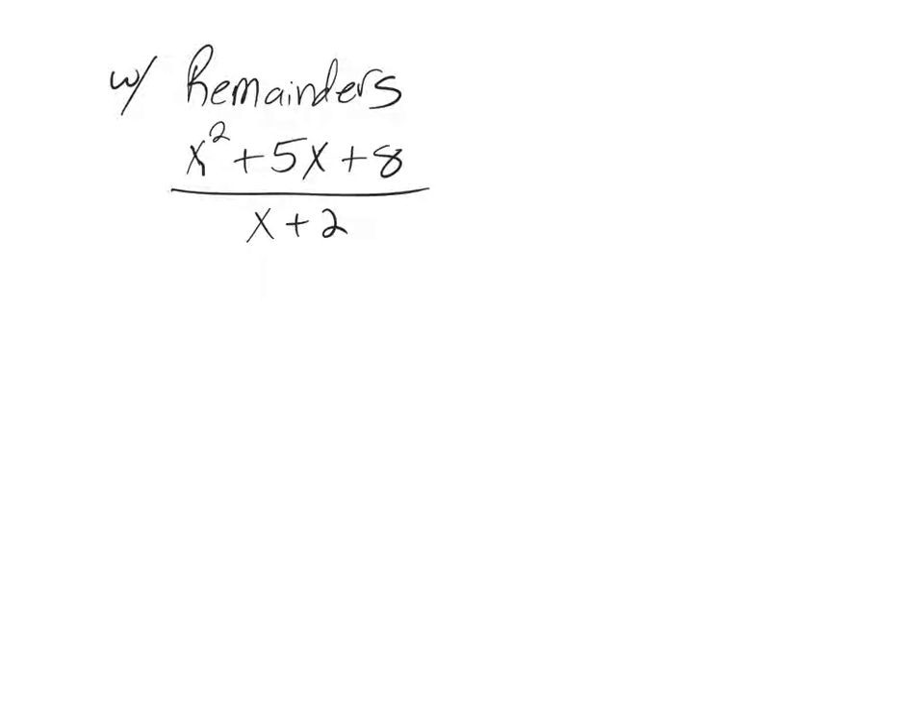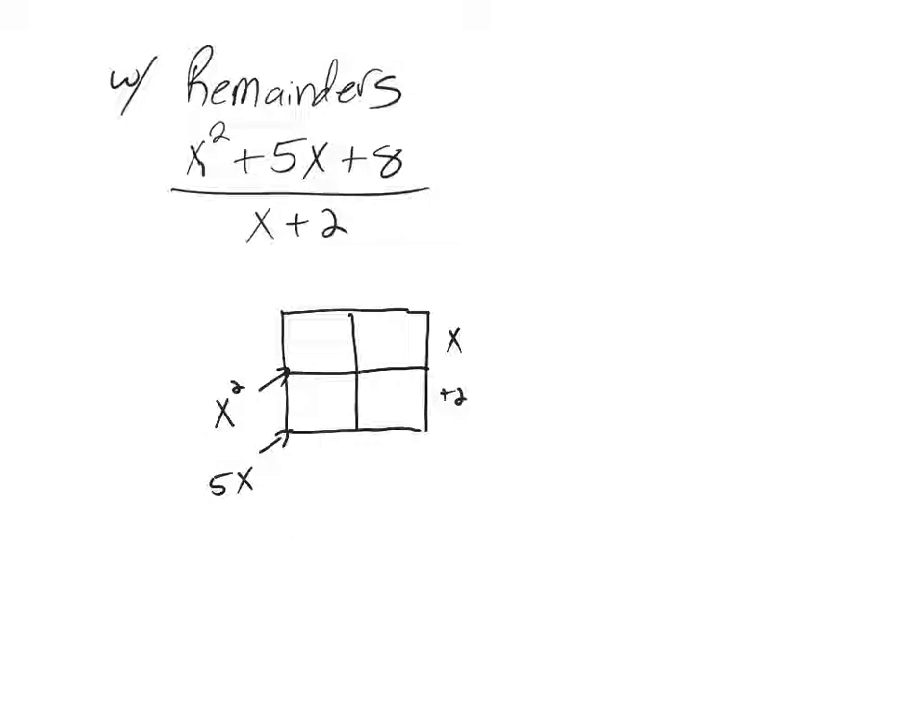All right, hopefully at this point you've had an opportunity to do this division problem. Again, I'm going to promote the use of the reverse tabular method. So it turns out that this uses a 2 by 2, where x plus 2 is over here. And in this diagonal, I've got x squared, 5x, and 8. And I'm going to start with x squared.